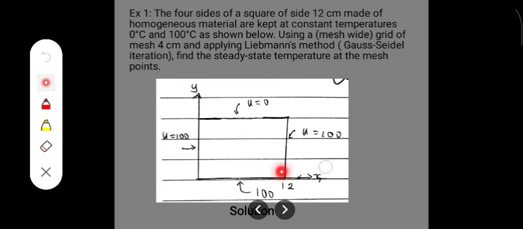So this is the diagram given. It implies that the boundary conditions on the left and right hand sides are equal to 100 degrees Celsius, and at the bottom we have a boundary condition of 100 also, but at the top we have a boundary condition of 0. And our step size, or mesh size rather, is equal to 4.